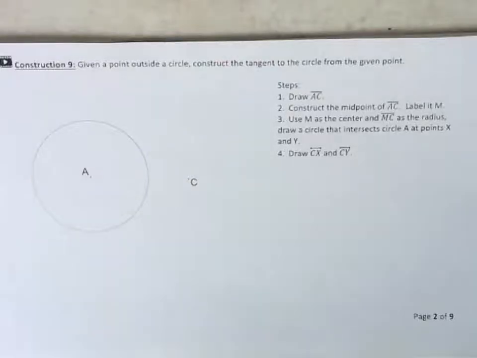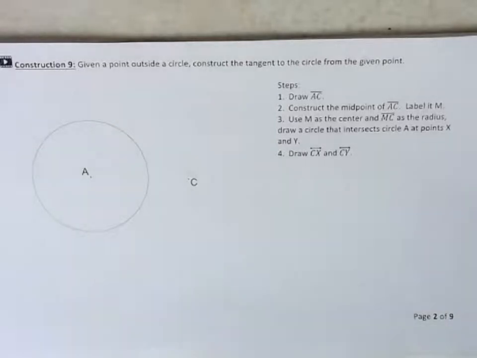In this construction, you're given a circle and a point outside of the circle, and our goal will be to construct a tangent to the circle from that given outer point. So presented to you, we have circle A, and we have point C, which is outside of the circle. Now ultimately, with this construction, we're going to end up creating two tangent lines. But let's go ahead and walk through that process.